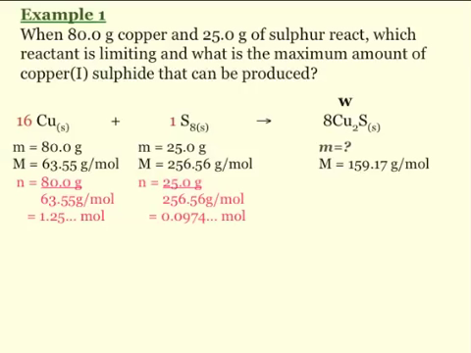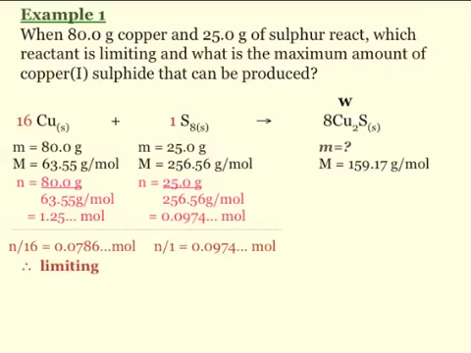I then have to take these numbers and divide them by the coefficients that go along with those. So I'm going to take 1.25 moles and divide it by 16, and that'll give me 0.0786 moles of copper, okay? And I compare that, obviously I'm only dividing by 1 for sulfur, and that still leaves me with 0.0974 moles, which means, therefore, that copper metal is the limiting reagent, even though it was in a much higher mass, okay? And the sulfur is actually the excess.